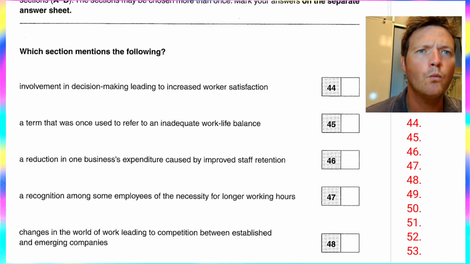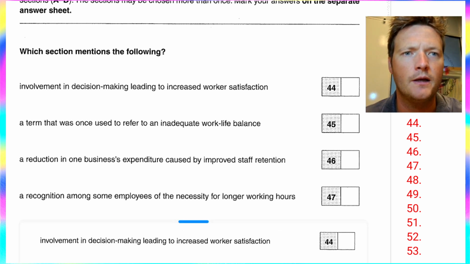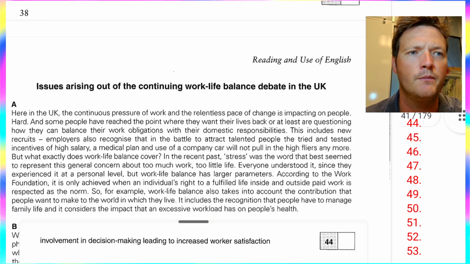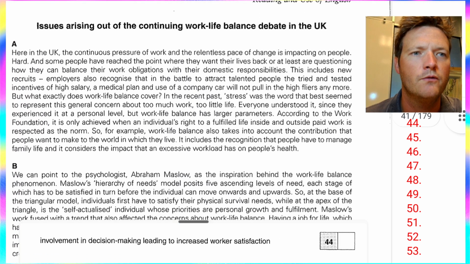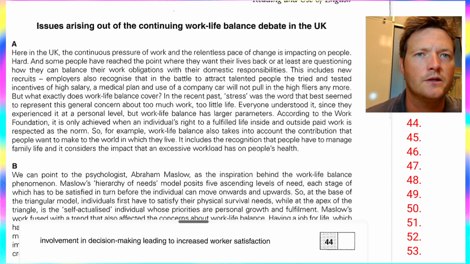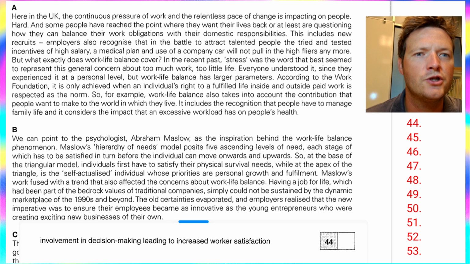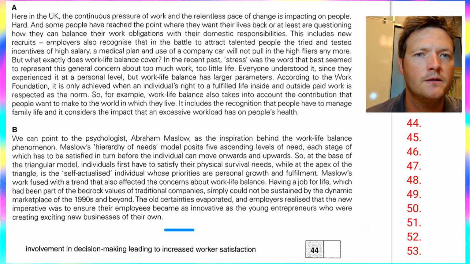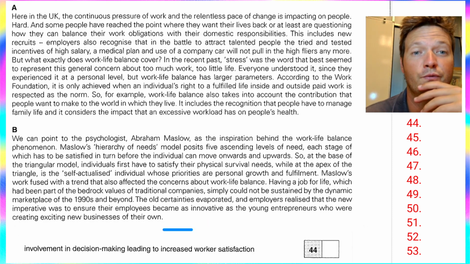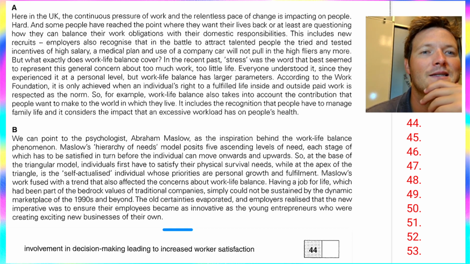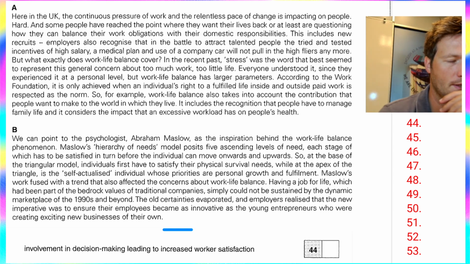So what are we going to do? So I'm going to set myself up here like this. You should be seeing the first question at the bottom of the screen, number 44, right? So in 44, it asks us which section mentions involvement in decision-making leading to increased worker satisfaction.